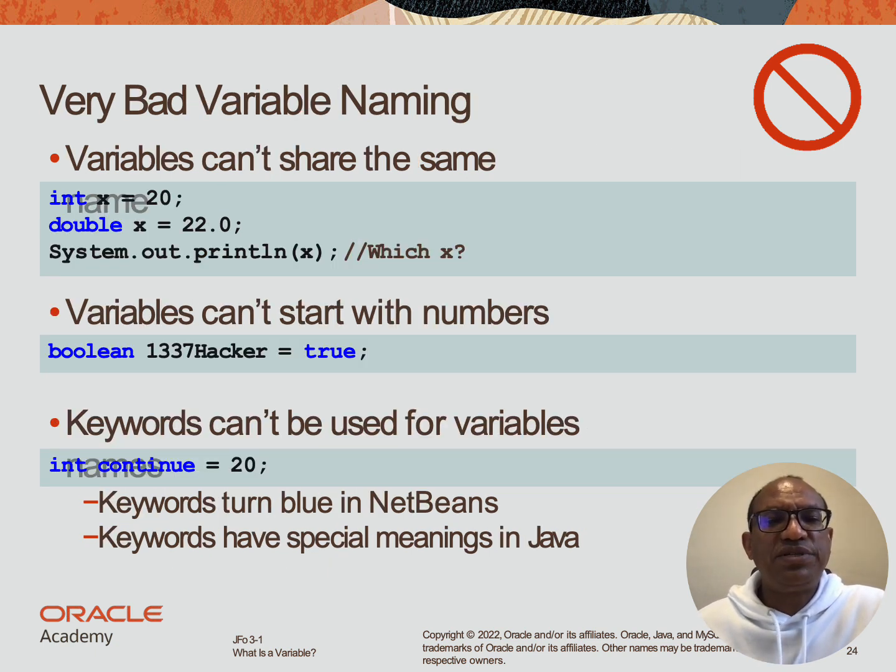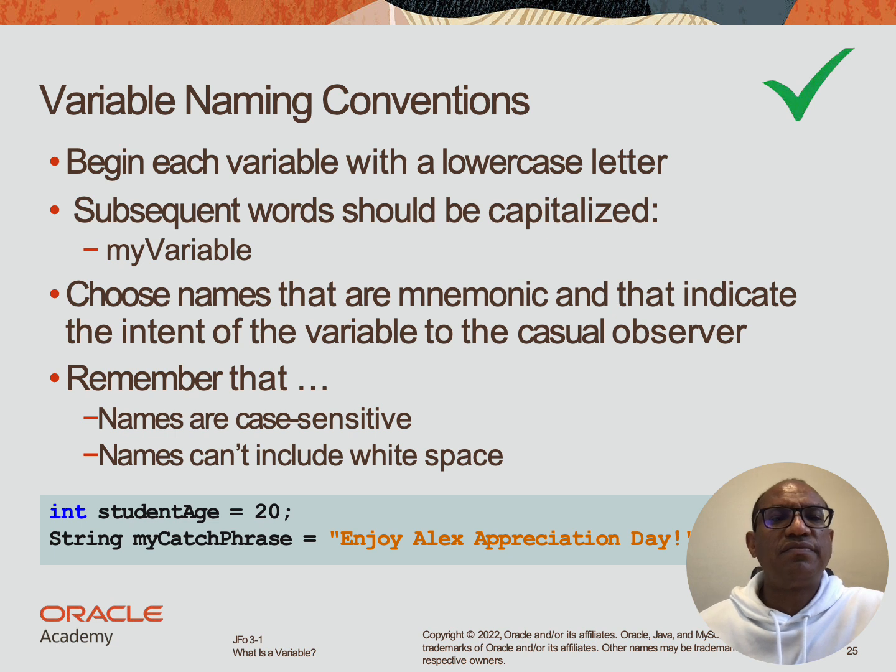Some variable names are outright invalid. You can't reuse names, start names with numbers, or use Java keywords. The IDE will usually highlight these issues. Following naming conventions, start with a lowercase letter and capitalize each new word. Make your variable names meaningful and easy to understand.